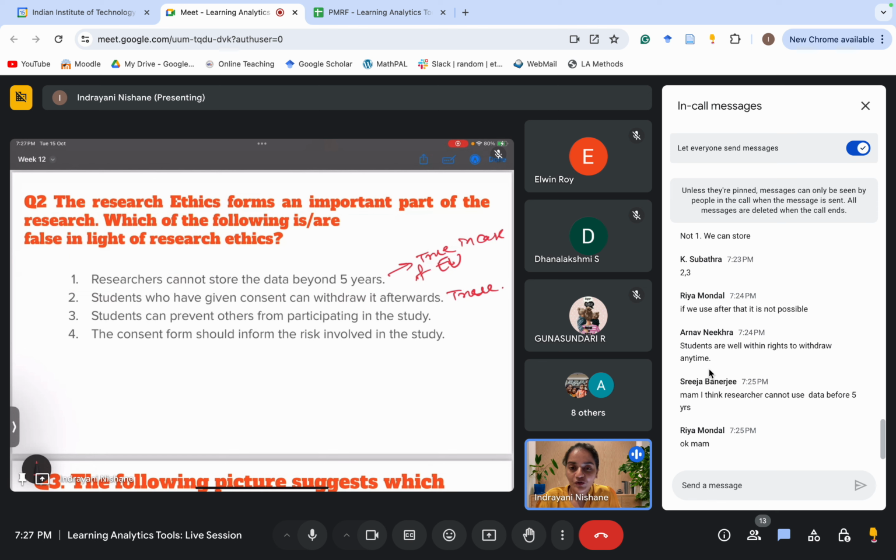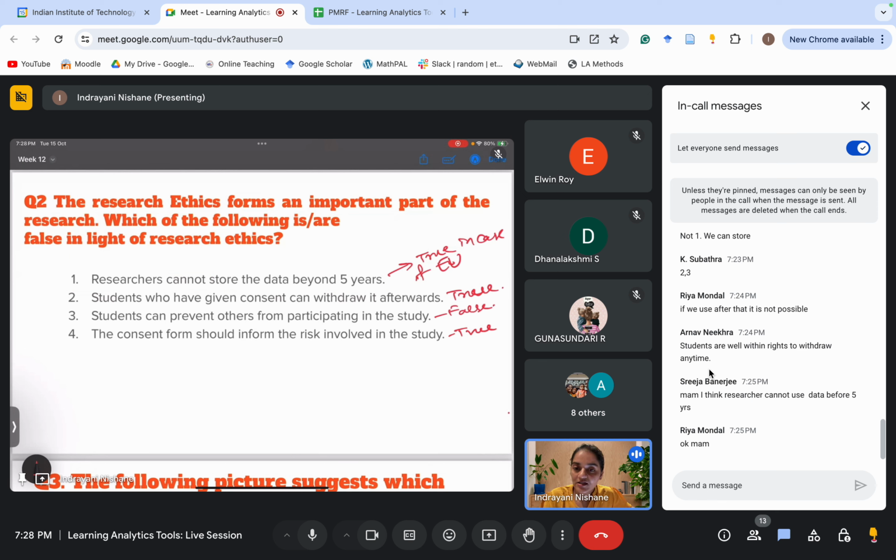The consent form should inform of the risk involved in the study. This is obviously true universally, anywhere, in India as well as in the European Union. And now we will lastly come to option 3. Students can prevent others from participating in the study. So no, this statement is false.